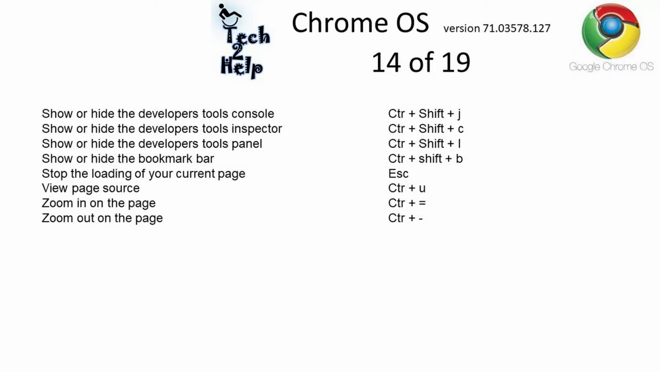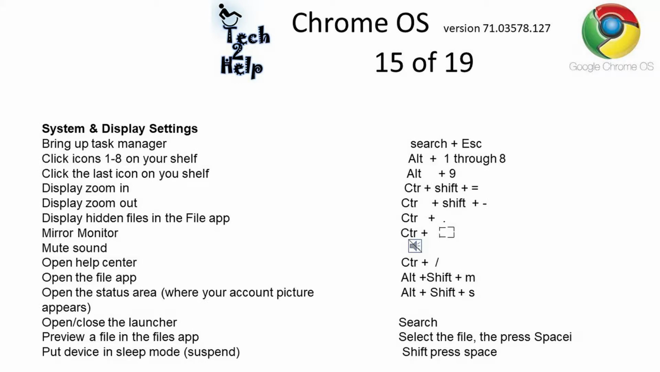Stop the loading of your current page: Escape. View Page Source: Ctrl plus U. Zoom in on the page: Ctrl plus equals. Zoom out on the page: Ctrl plus dash. Chrome OS version 71.03578.127, 15 of 19.